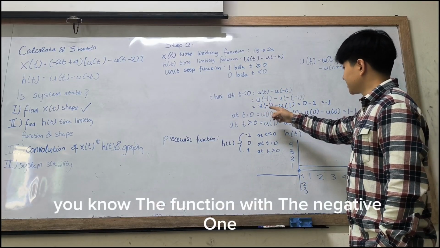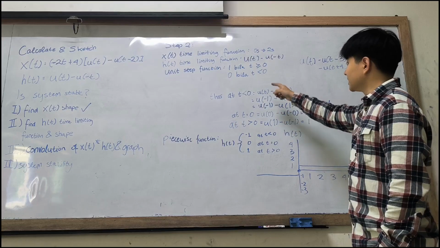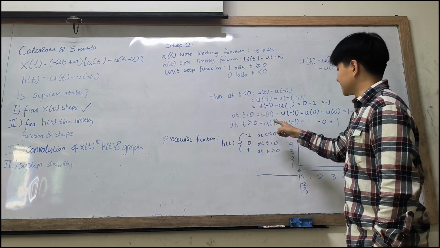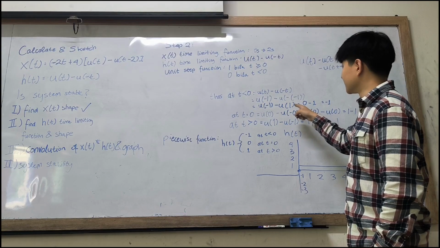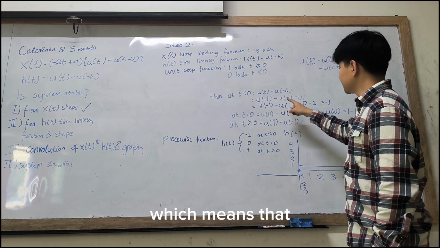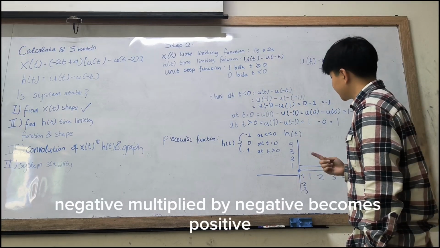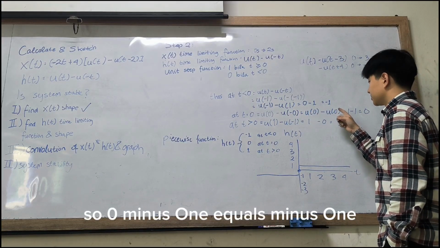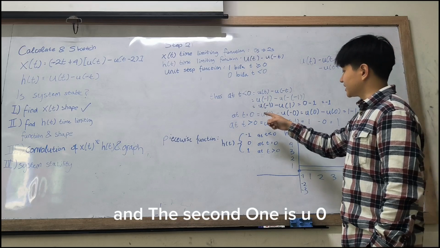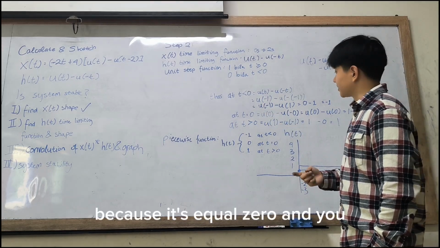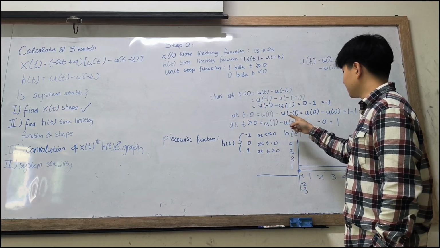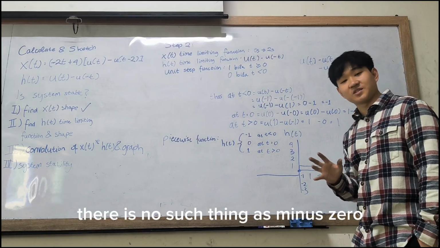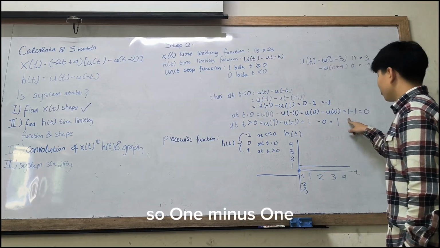So at t less than 0, I've chosen the number negative 1. So unit step function with a negative 1 equals 0 because it is lower than 0. Thus it is 0 subtracted by 1, and this has a negative symbol, which means negative multiplied by negative becomes positive, so it becomes u1. So 0 minus 1 equals minus 1. And the second one is u0, because it's at t equals 0, and u minus 0. And there is no such thing as minus 0. It is also u0. So 1 minus 1.